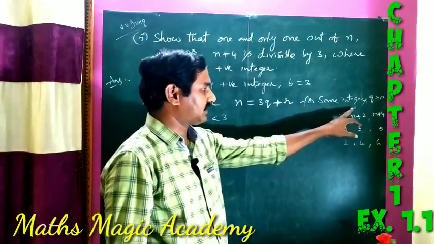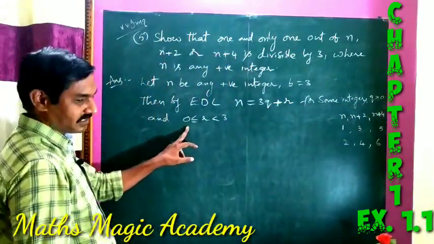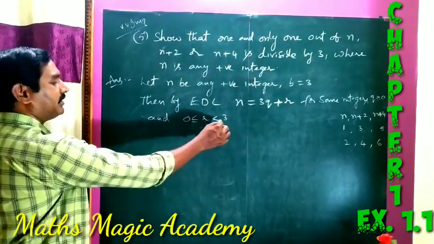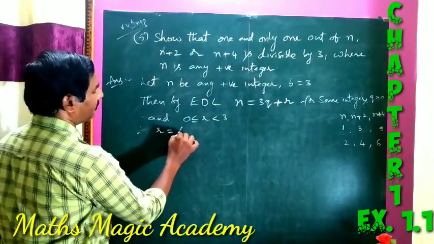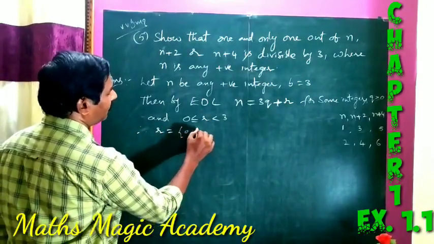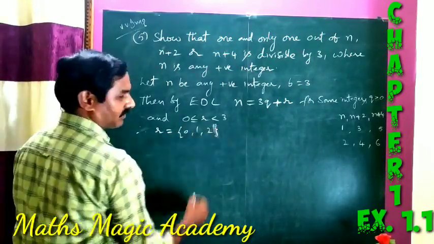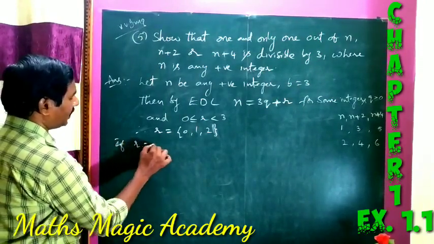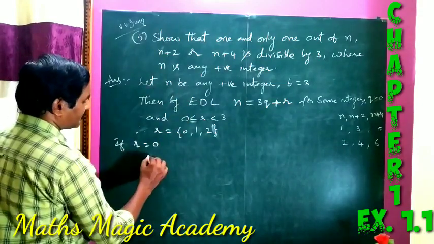For some integer q greater than 0, and the condition is 0 less than or equal to r less than 3. Here the possible remainders are 3. Therefore r will be 0, 1, 2. Only 3 possible remainders will be there. Suppose r equals 0, what is our condition?